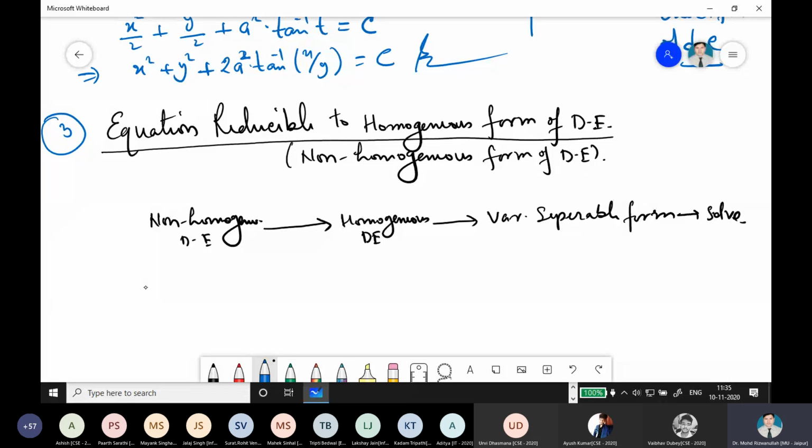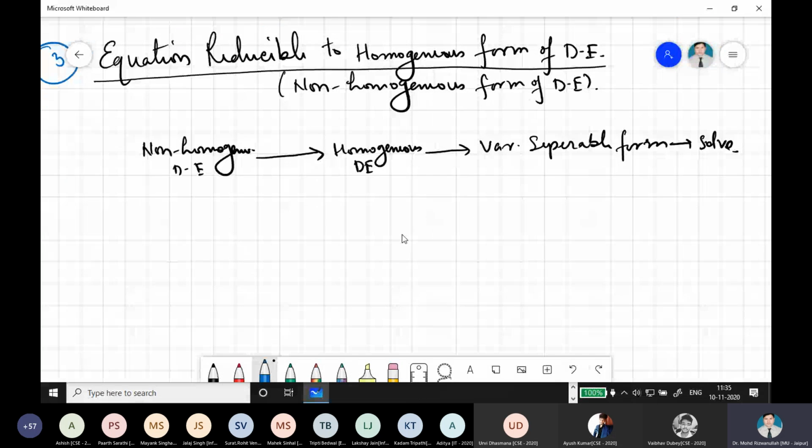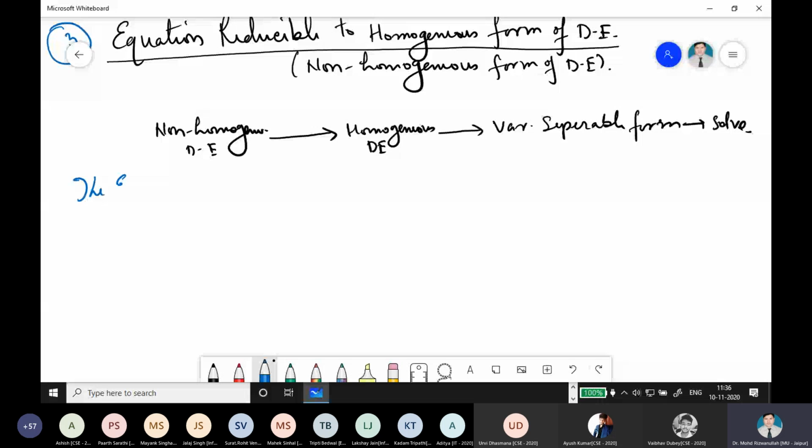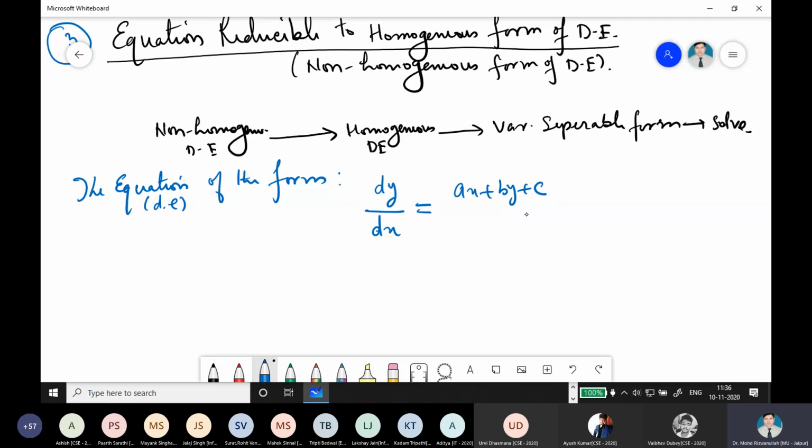There are some special cases also. So I'm writing here the methodology to solve the non-homogeneous differential equation. We call it a differential equation of the form dy by dx equal to (ax plus by plus c) divided by (capital A x plus capital B y plus capital C), where small a, b, c and capital A, B, C are constants.